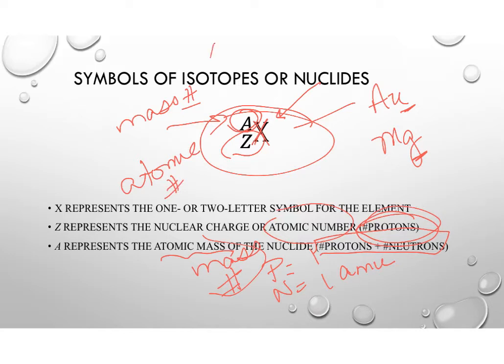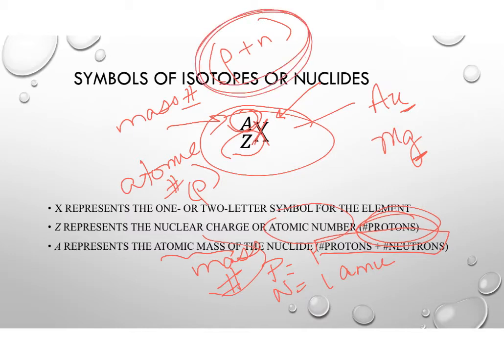Okay, remember the mass number is protons plus neutrons. Atomic number is only protons. So how do you get the number of neutrons? Okay, this is set up like a subtraction problem. The number on top is protons plus neutrons. The number on bottom is only protons. So if you subtract one from the other, you get the number of neutrons.